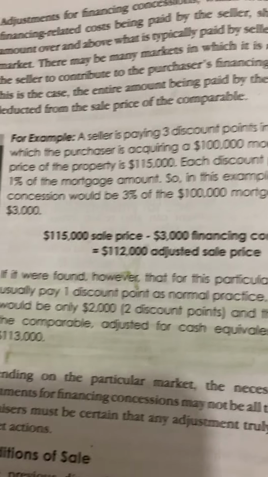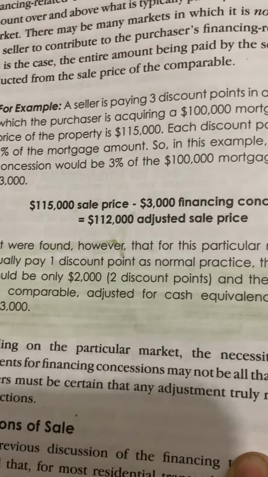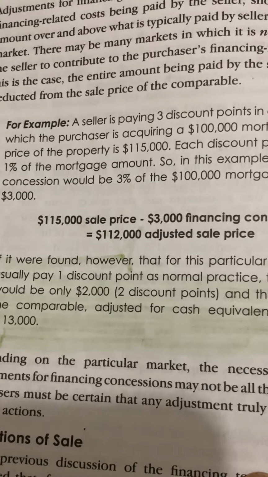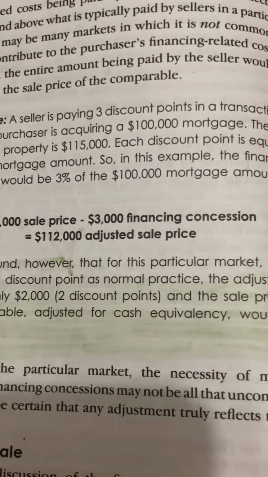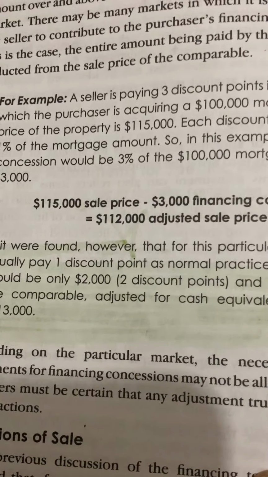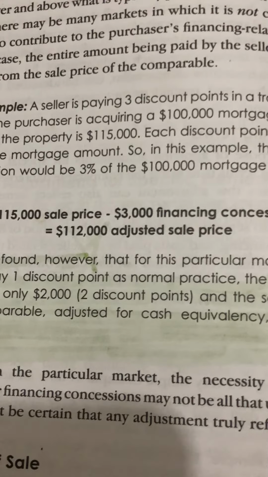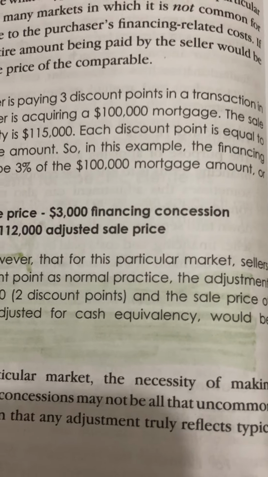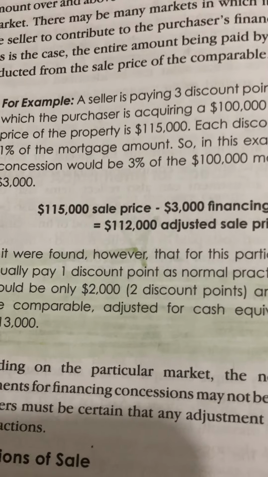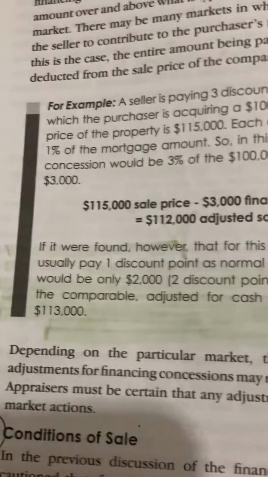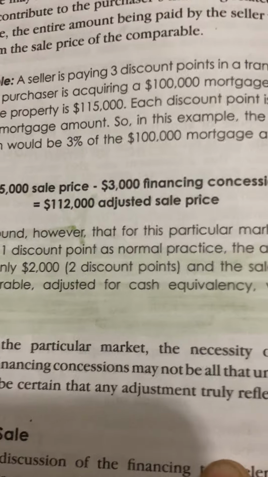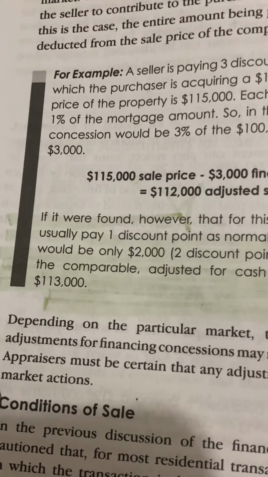of the comparable. For example, a seller is paying 3 discount points in a transaction in which the purchaser is acquiring a $100,000 mortgage. The price of the property is $115,000. Each discount point is equal to 1% of the mortgage amount. So, in this example, the financing concession would be 3% of the $100,000 mortgage amount, or $3,000.